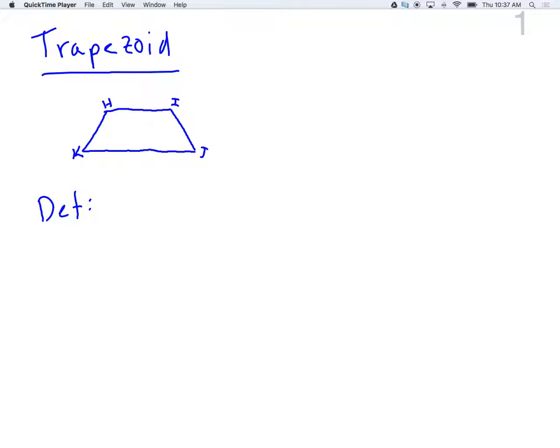You know what a trapezoid is? Good, nice start. It's a quadrilateral with just two parallel sides. That's actually really good. Instead of saying two, I'm going to say one pair of parallel sides. Is that okay? Good. And notice it says one pair, not at least one pair. And notice she said quadrilateral, not parallelogram.